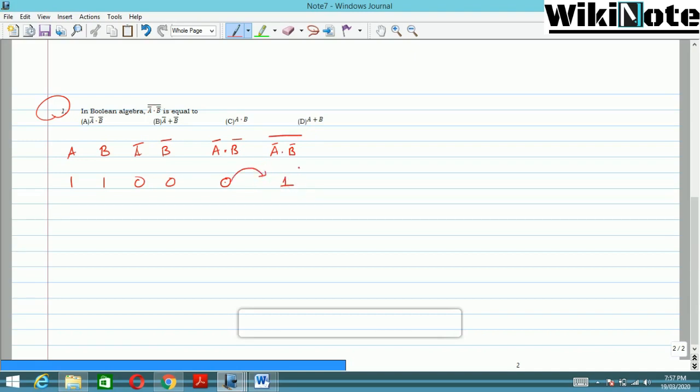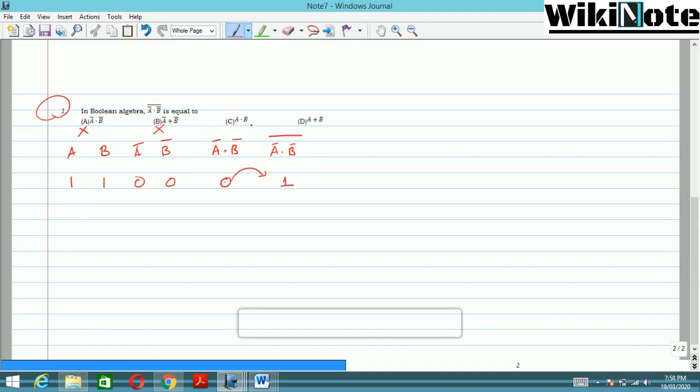So now where do I get the output as equivalent to this? For this I have to check A bar dot B bar. Its output is 0, so that is not going to be your option. Then A bar plus B bar. If I perform A bar plus B bar, A bar is 0 plus 0, output is again going to be 0, so it is not equivalent to this, so again cancel.